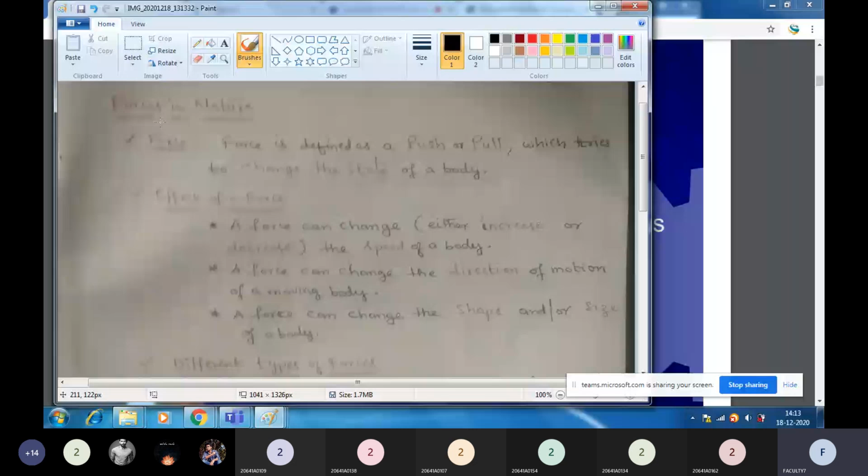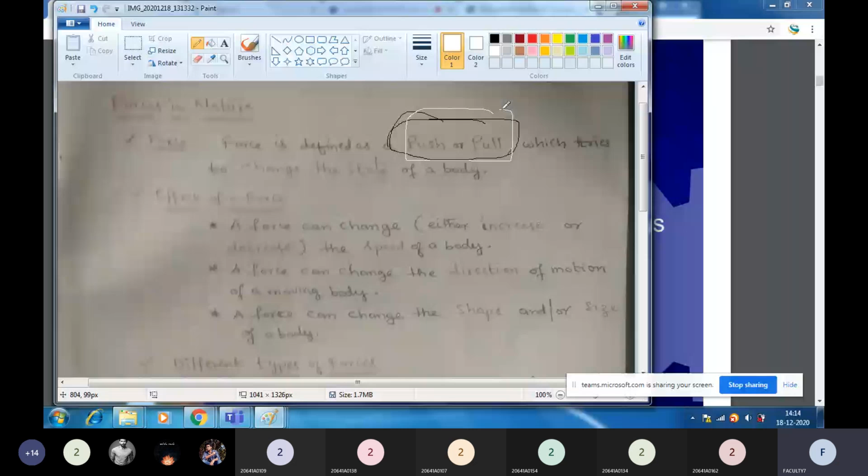Now here, what is a force? Force is defined as push or pull. This we had seen in the video in yesterday's class. Force is a push or pull. Let me change the color. Okay, push or pull is considered as a force here.